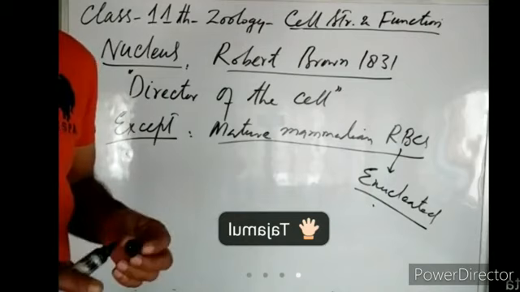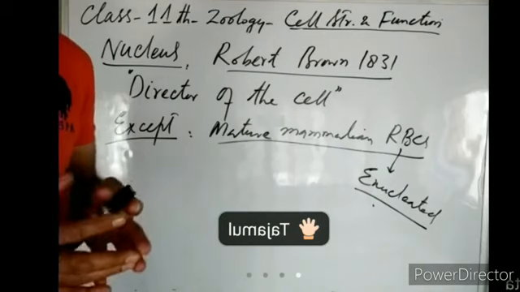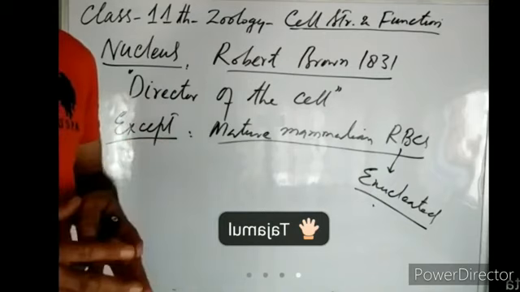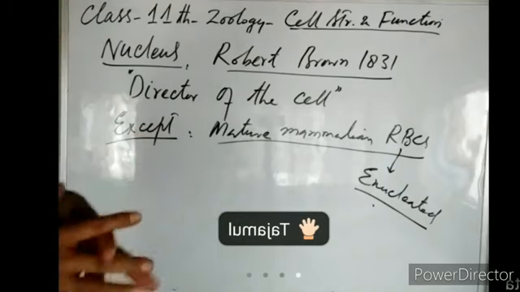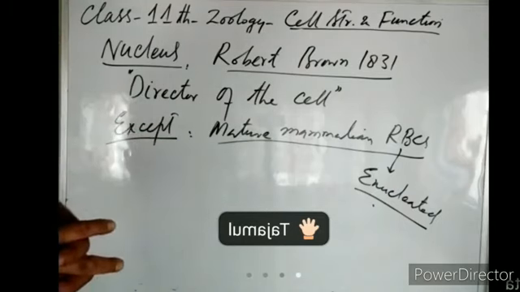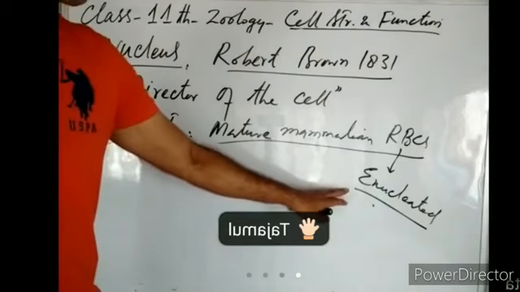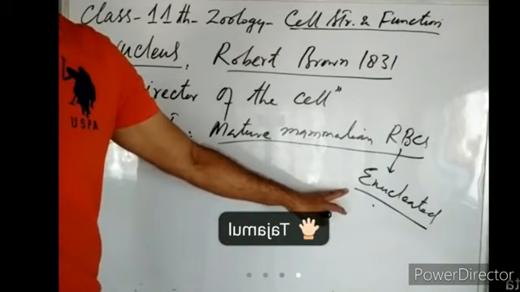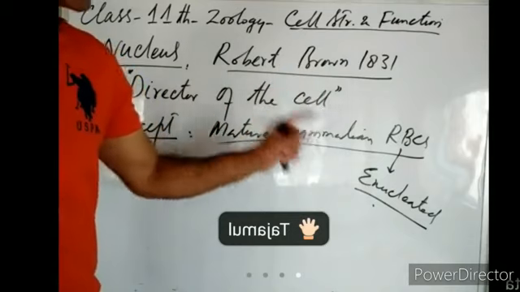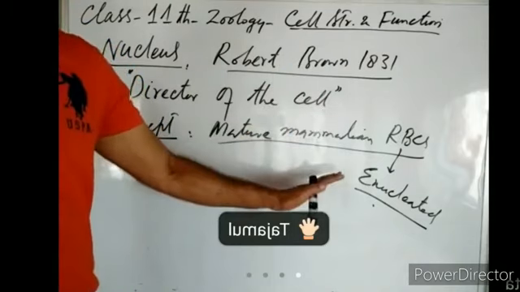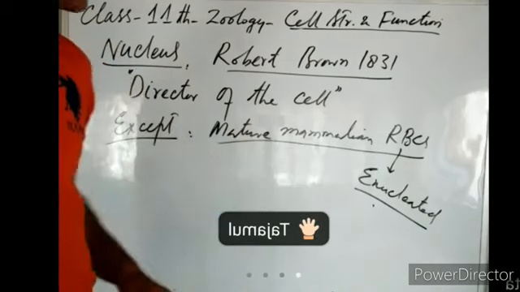When RBC formation begins, they have a nucleus. But as these RBCs mature, they store hemoglobin in them. Their nucleus is removed to provide all the space for the storage of hemoglobin. So when a cell loses its nucleus in the process of maturation, that cell is said to be enucleated. So RBCs are animal cells which do not possess a nucleus when they become mature, right?